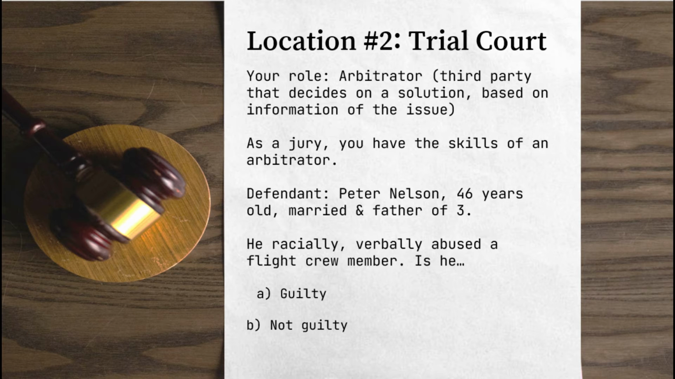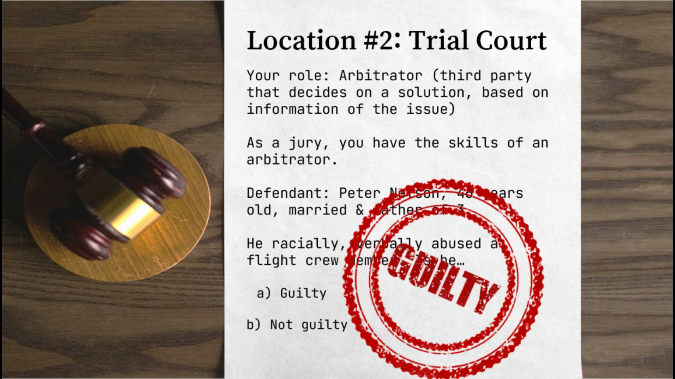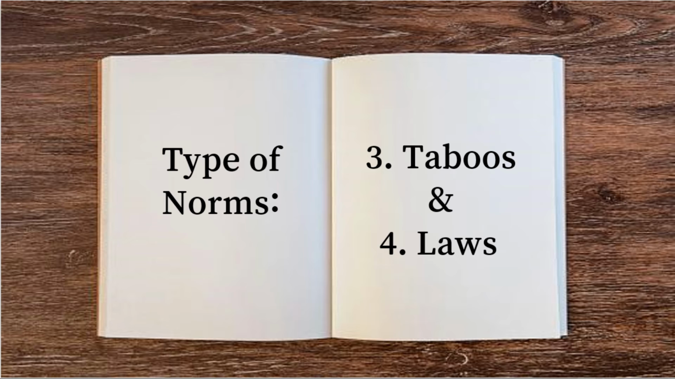Your role is arbitrator. As a jury, you have the skills of an arbitrator. The defendant is Peter Nelson, 46 years old, married and father of 3. He racially, verbally abused a flight crew member. Is he guilty or not guilty? That's right, he is guilty, and he ended up paying thousands of dollars for his actions.